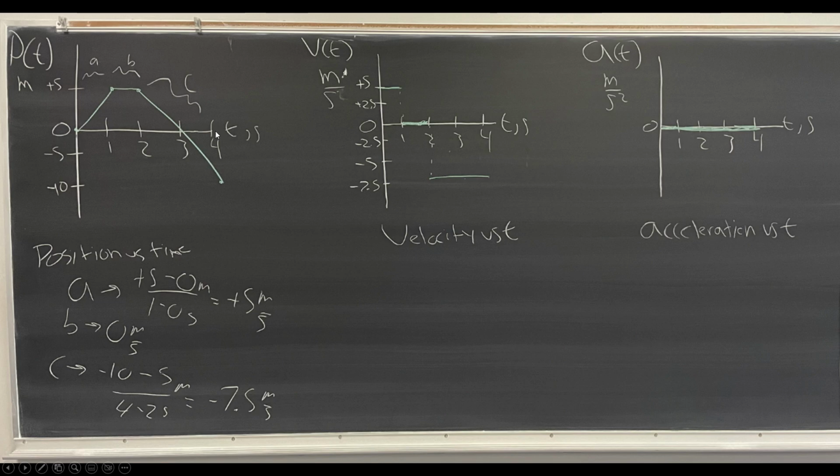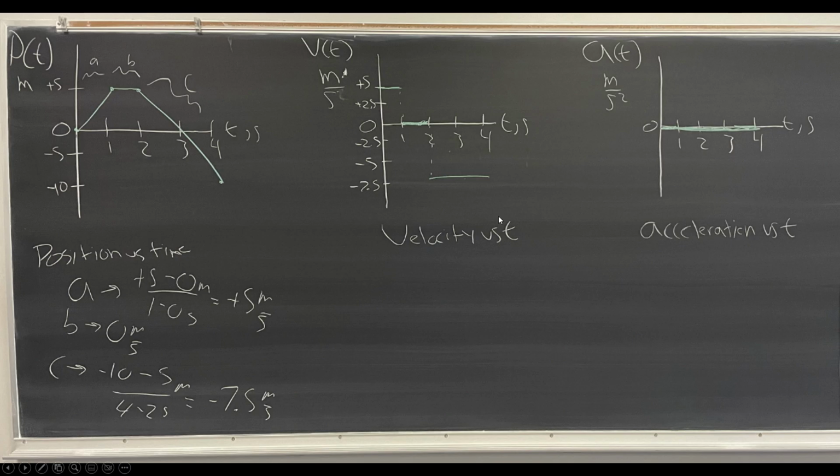Interpreting our position versus time plot, essentially we have some object that is starting at the 0 mark, and for the first second, it's moving forward to the 5 position. And then from 1 to 2 seconds, it stands still, and from 2 to 4 seconds, it starts moving backwards until it reaches the negative 10 position.